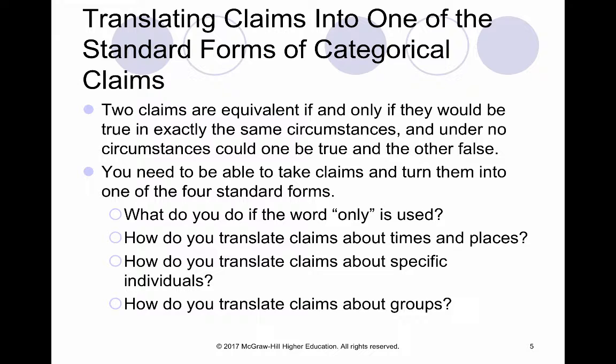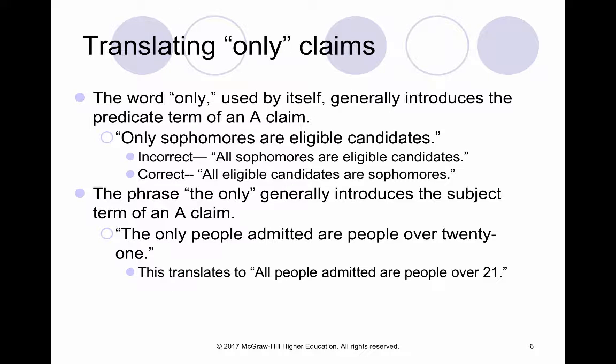Sometimes just a word or two needs to be changed. Other times it can get pretty complicated. We're going to look at 4 different ways that language can complicate the translating process and how to proceed. The word only can be confusing when you're trying to standardize a claim. If you see the sentence, only sophomores are eligible candidates, you might think it means all sophomores are eligible candidates, but that's not the same thing. Only doesn't mean all. It means that the only people who are eligible are sophomores, not that all sophomores are eligible. Some might not be.